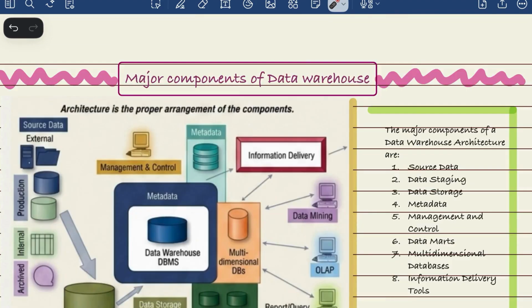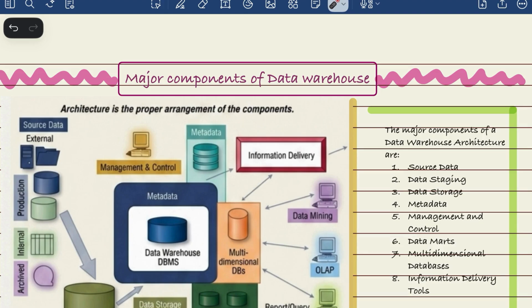So let's dive straight into another massive university-favorite exam question about data warehouse components. Think of this architecture as an ultimate machinery that takes chaotic raw data and turns it into pure business gold.